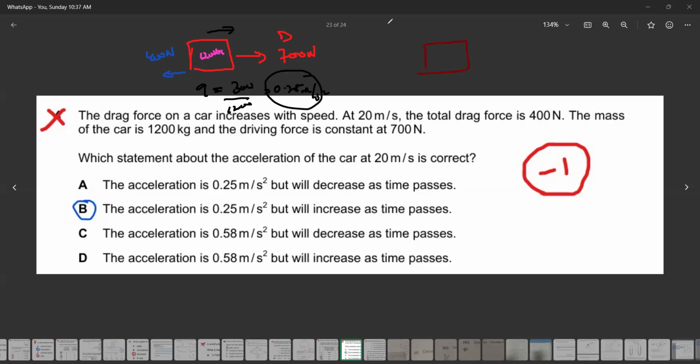So at the next moment for the same car, the driving force is 700 newtons, and the drag force, which was originally 400, should increase. Why? Because the car is accelerating. So the drag force might be 500 newtons. What happens to the resultant force? It will decrease. It will be 200 newtons. So what happens to the acceleration of the car? The acceleration will decrease because the resultant force has decreased. The forward force, the driving force, is not changing, but the backward force is increasing, so the resultant force decreases. As the resultant force decreases, the acceleration should also decrease.